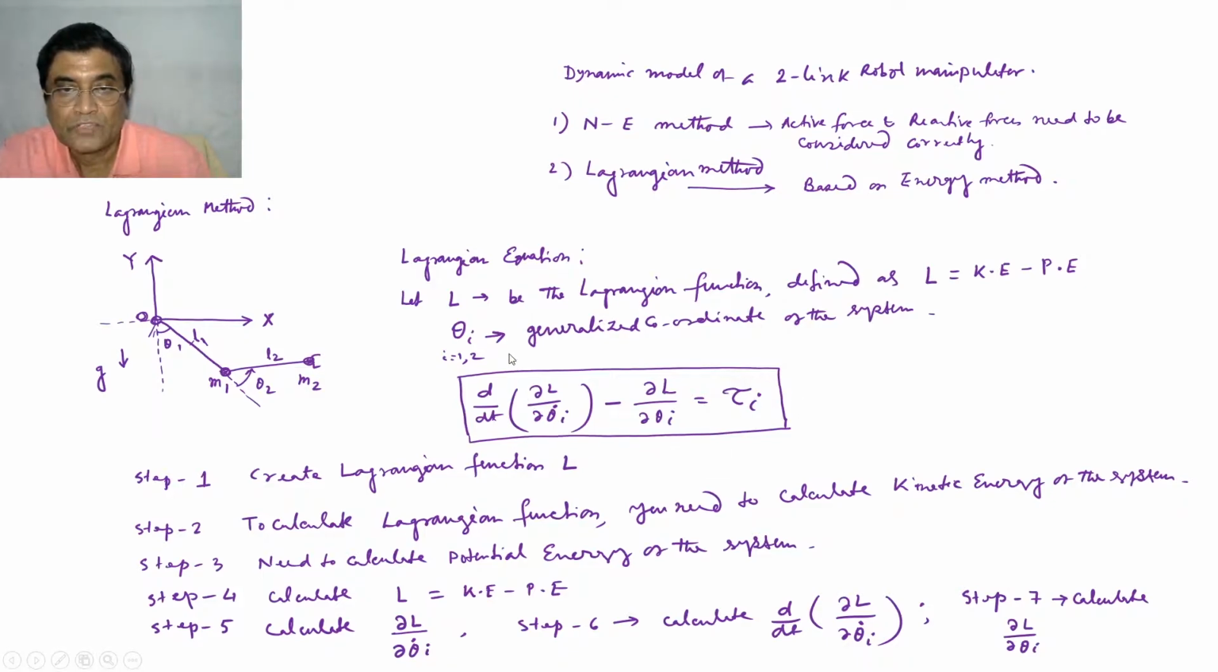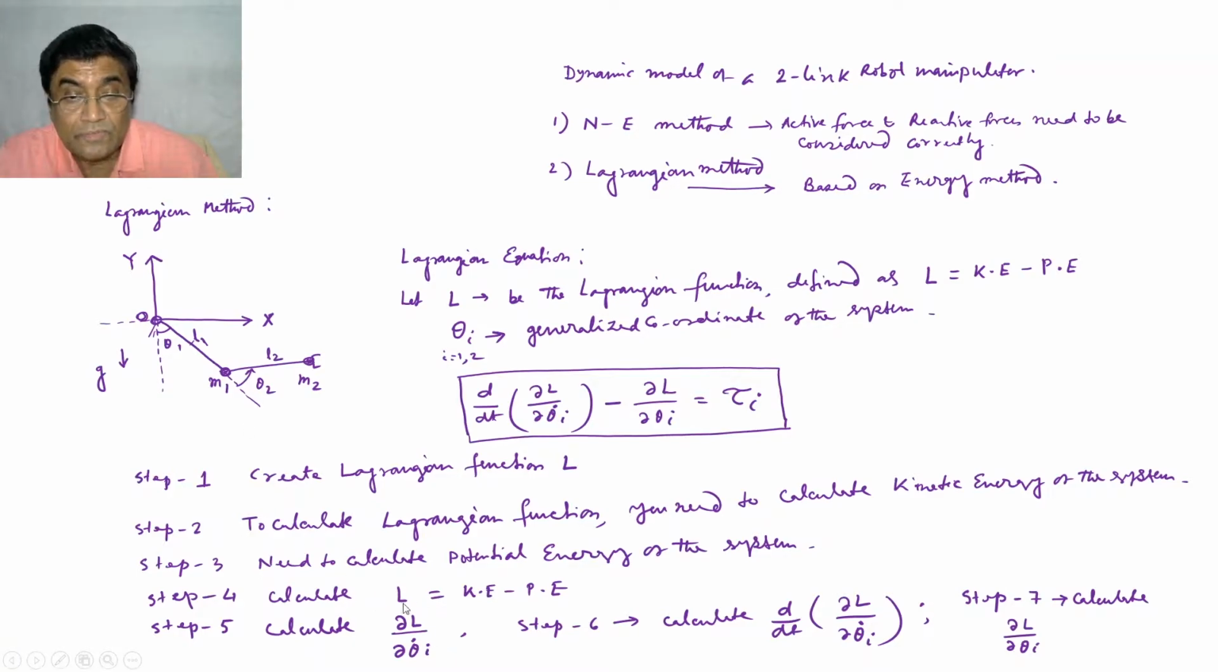Okay, so L is the Lagrangian function, which is nothing but the difference between a system's kinetic energy and potential energy. And this system consists of two links, having lumped masses M1, M2, and lengths L1, L2. So first, you have generalized coordinates theta i. Here it is 2 only, theta 1, theta 2. If it is a 6 link manipulator, it will be theta 1, theta 2, theta 3, theta 4, theta 5, theta 6. As simple as this.